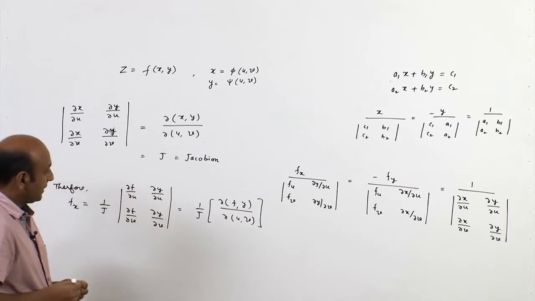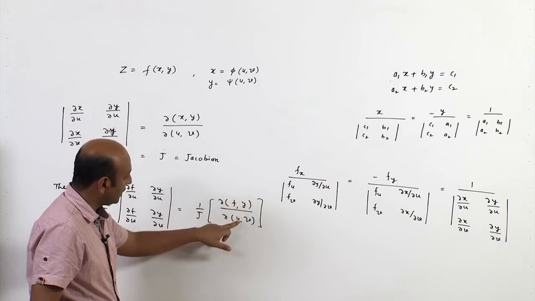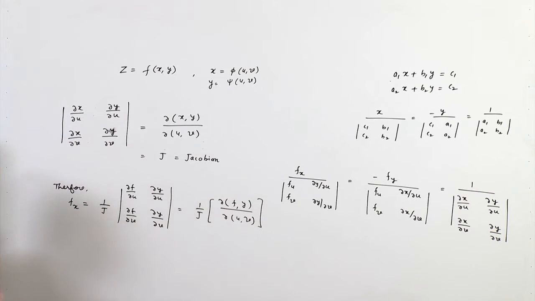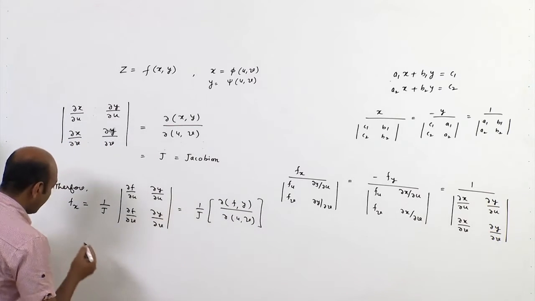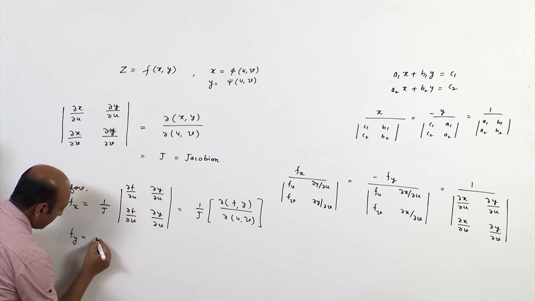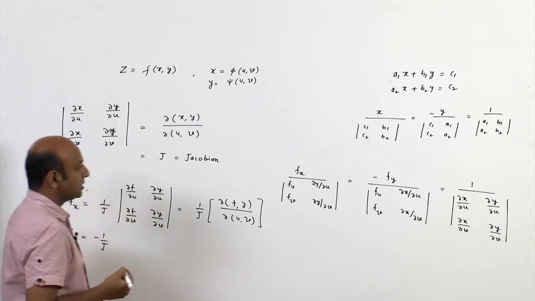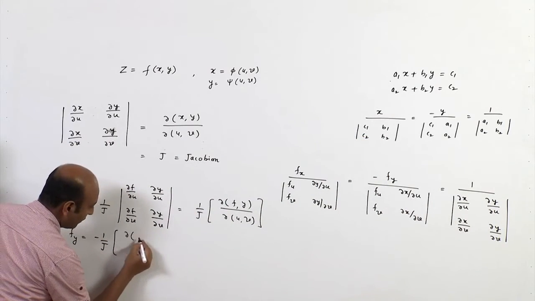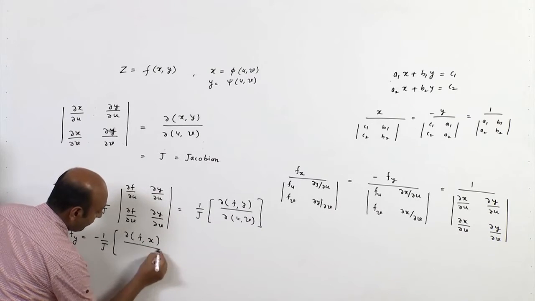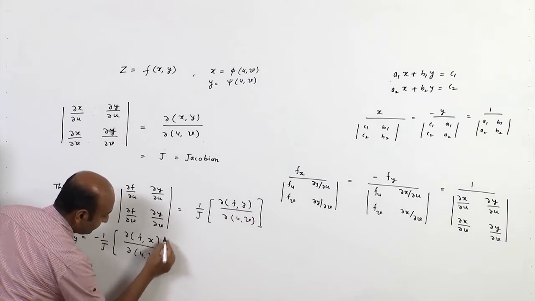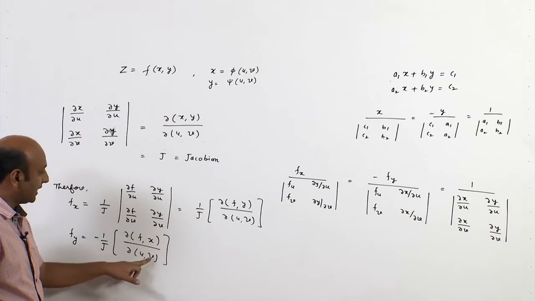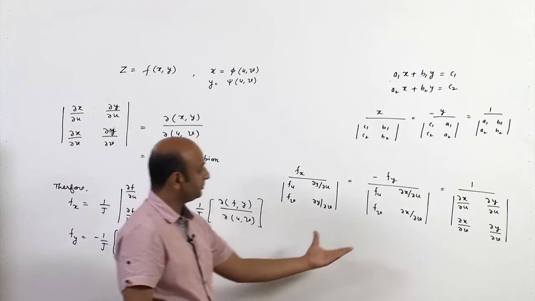Okay. That means del f upon del u, del y upon del u, del f upon del v, and del y upon del v. Okay. Similarly, fy will be minus 1 upon j, this will go to a numerator, and this will be del of f x upon del of u v, which is del f upon del u, del f upon del v, del x upon del u, del x upon del v. Okay, this term.